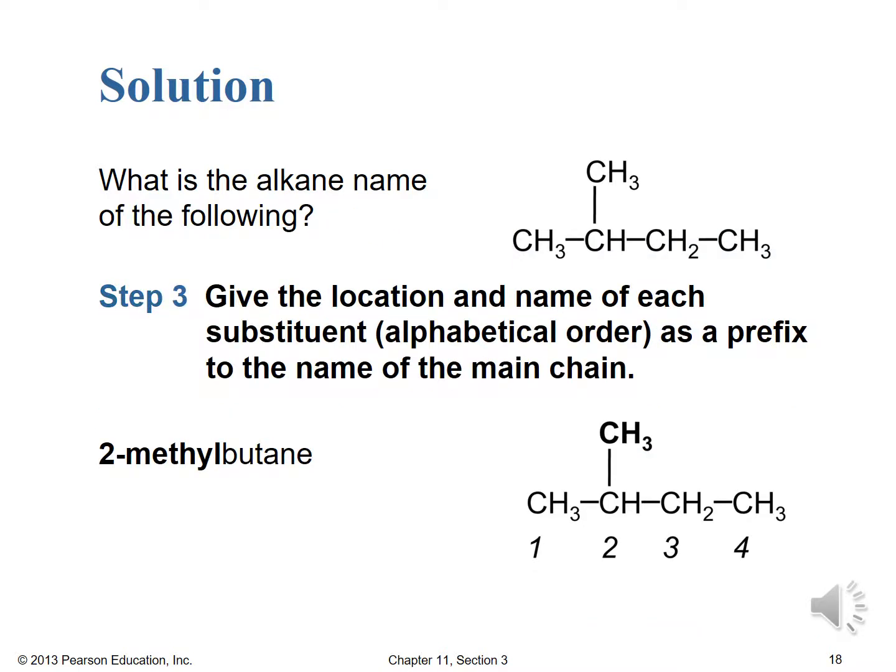All right, moving on to step 3, give the location and name of each substituent in alphabetical order as a prefix to the name of the main chain. Well, this one was fairly simple because, again, it's a 2-methyl group example, in this case 2-methylbutane. So things haven't been so interesting or exciting yet, but don't worry, we're going to get there. Hopefully this was nice and easy to come up with 2-methylbutane as the answer, but don't pat yourself on the back or get too smug too quickly, because you are going to have to work a little harder as we look at some more of these examples.